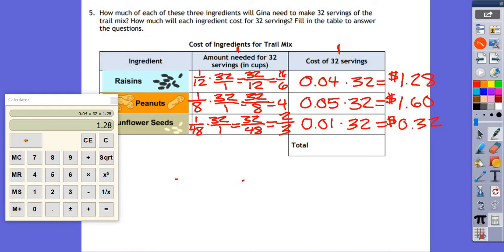That's pricey. I know that. I'm probably going to charge $10 per bag of this thing, huh?